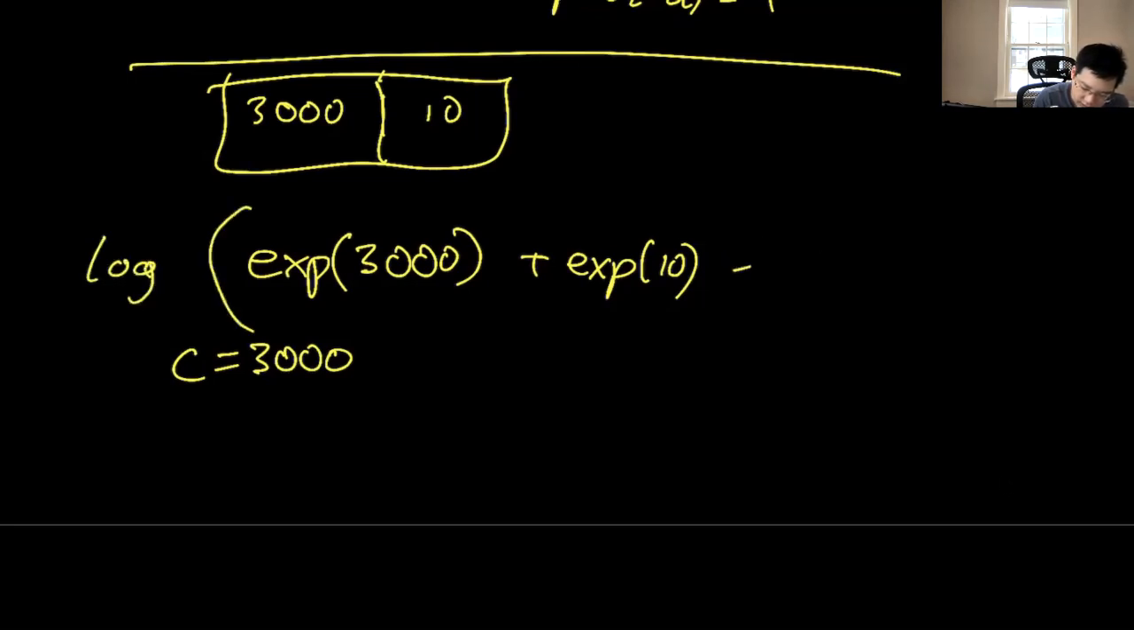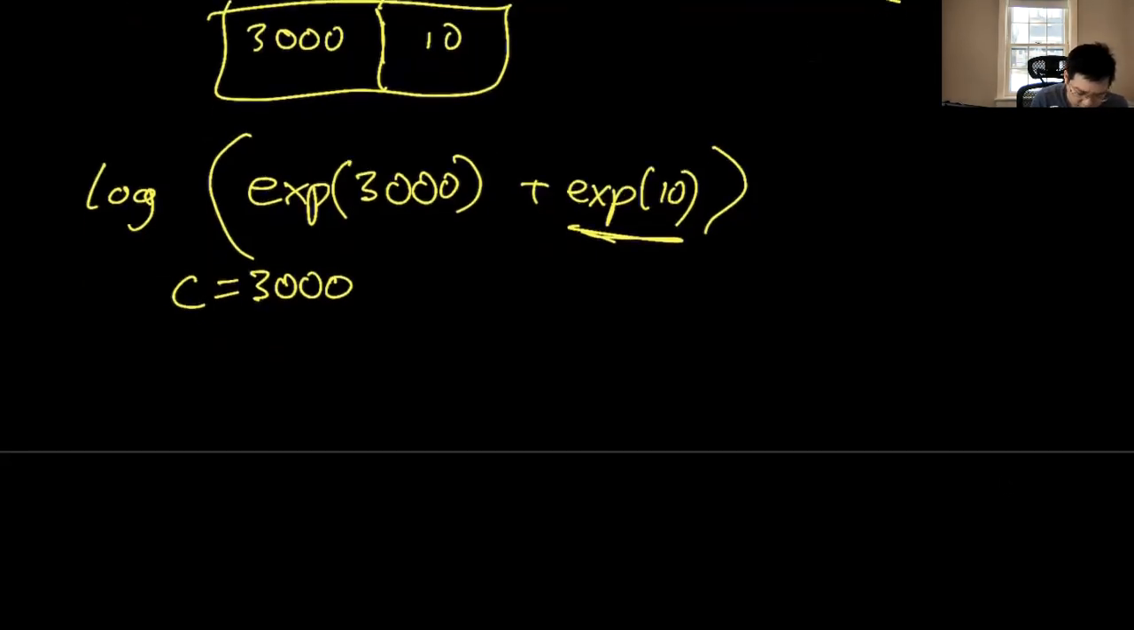This is what we care about, right? We know this number should be close to 3000 because this term is basically negligible compared to exp of 3000. So that's an intuition, but we'll actually see the real value. We won't, because I don't want to use a calculator, but we'll see that the value is in fact very close to 3000.